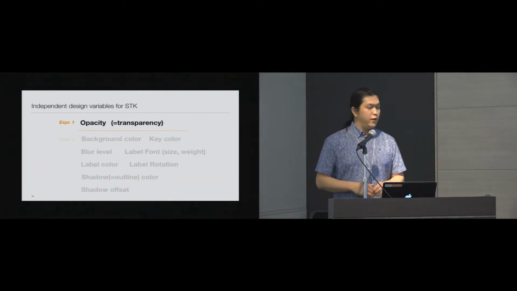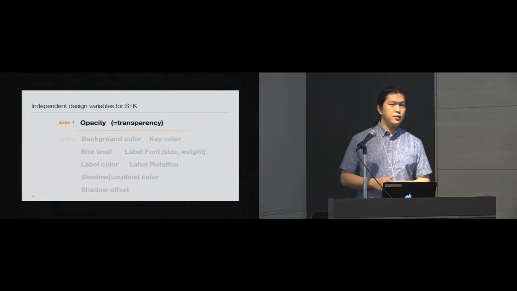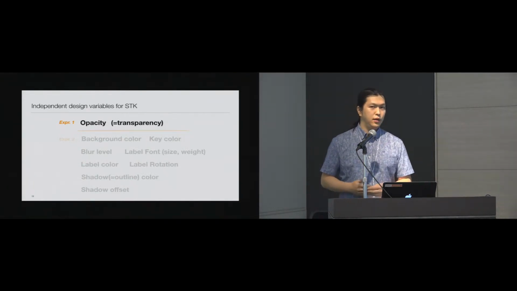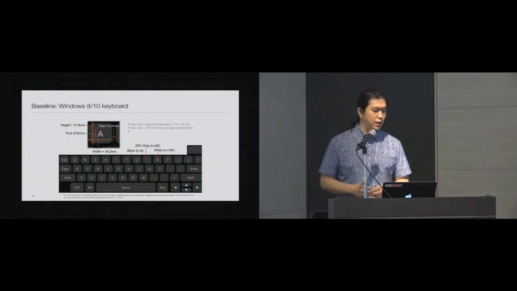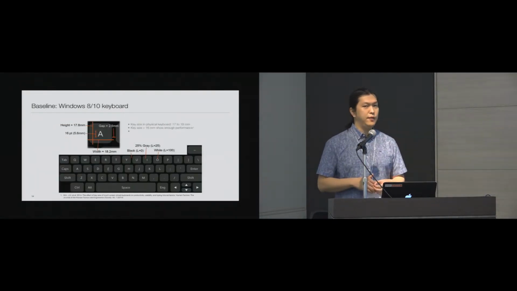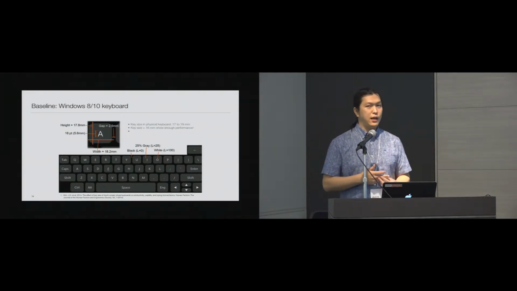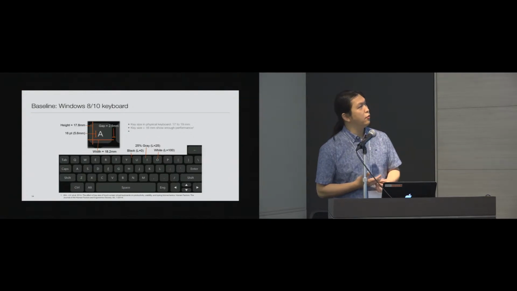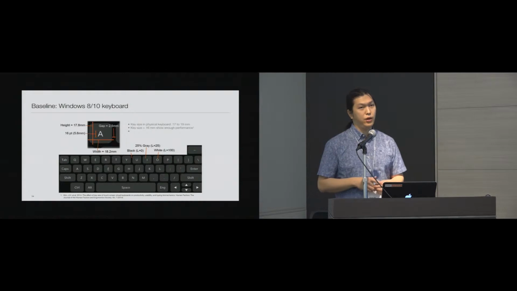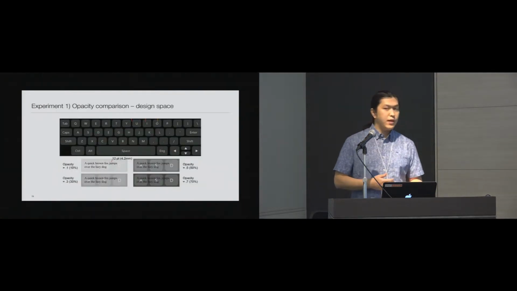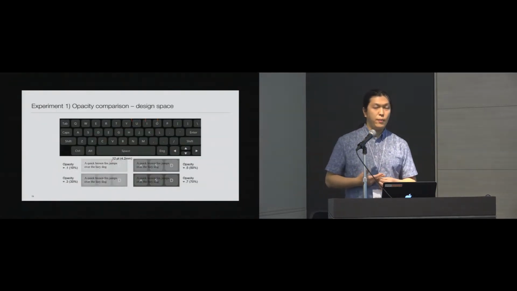Let me explain the first experiment. In this experiment, I tested different opacities with the baseline design, which has a similar look and feel to the Windows keyboard. It replicates the look and feel of the Windows keyboard, and it has a similar form factor to regular key sizes, such as a width of 18.2 millimeters, which is only 1 millimeter less than a regular keyboard size. From that base design, I changed the opacity, which is the opposite of transparency.